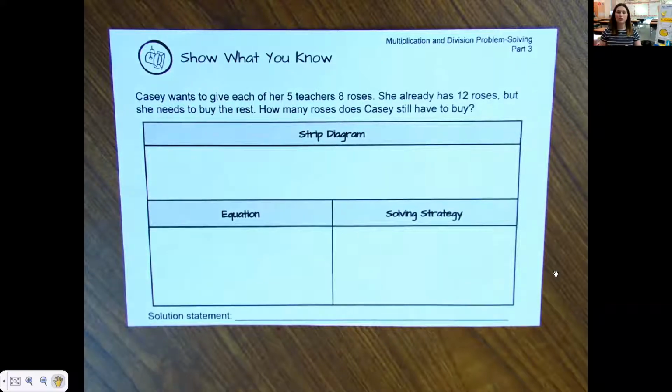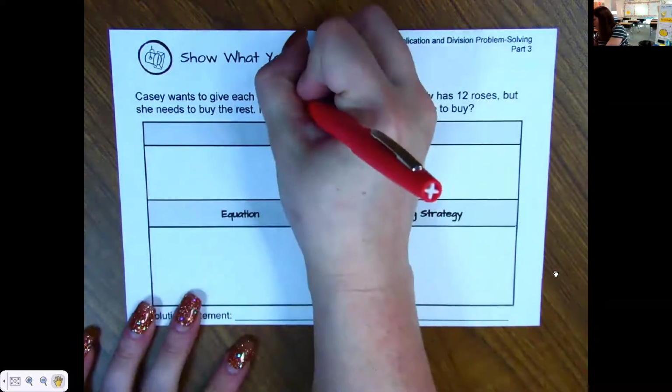All right, well, the first thing I'm going to do is look for my numbers that I'm going to be using, my key numbers. So I have 5.